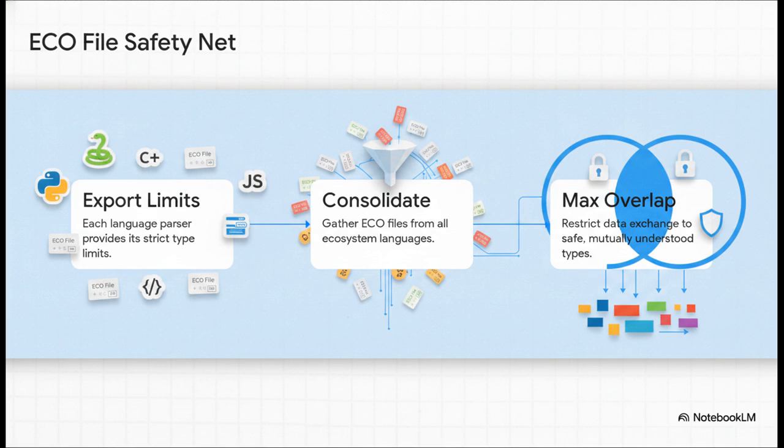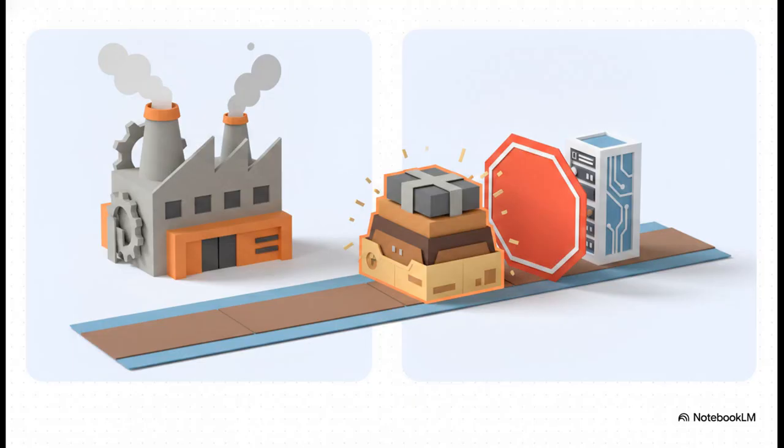Here's how it works. First, every language parser provides an eco-file that explicitly outlines its strict type limits. Then, the system gathers and consolidates all these eco-files from all the different languages operating in your ecosystem. Finally, the infrastructure uses these files as a sort of digital handshake. It calculates the maximum safe overlap between all the systems and then restricts data exchange to only what everyone can understand safely. It's honestly a brilliant way to make sure your data isn't accidentally corrupted when moving across a diverse tech stack. Let's look at a really practical example of this safety net in action.